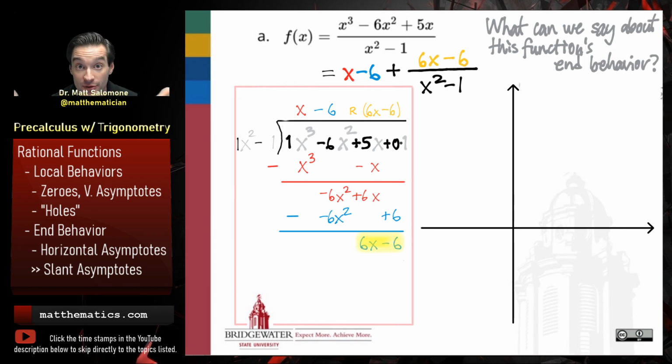So how does this help? This helps because now I have a piece, this remainder piece over here on the right. We know for sure that as x tends to plus infinity or x tends to minus infinity, this thing is going to look like the ratio of its leading terms.